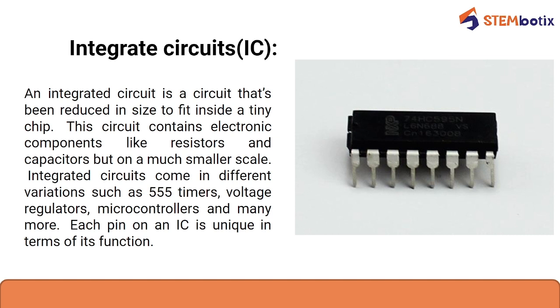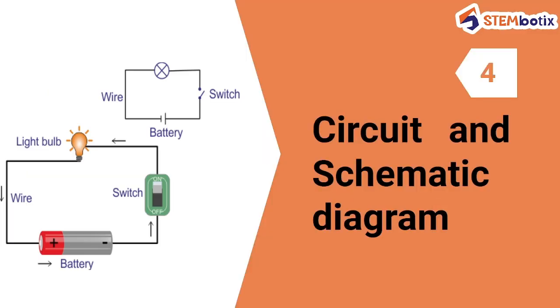Each pin on an IC is unique in terms of its function. Means these are the different pins of this IC, and each pin has its particular function to perform. So these were the active and passive components of electronics. Now let's move forward to our fourth part, which is circuit and schematic diagram.